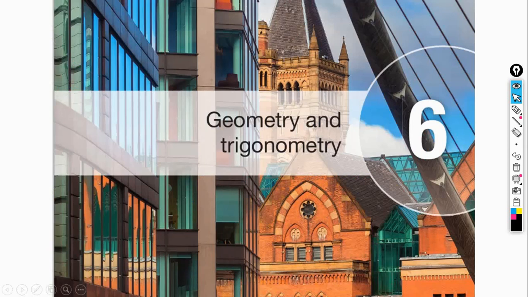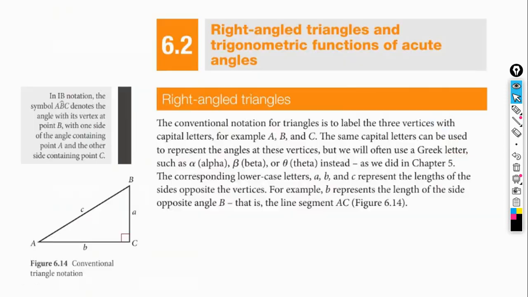Hello everyone. So in this video we continue with Chapter 6, Geometry and Trigonometry. This time with Section 6.2, Right-angled triangles and trigonometric functions of acute angles. So first of all, to clarify, acute means less than 90 degrees.